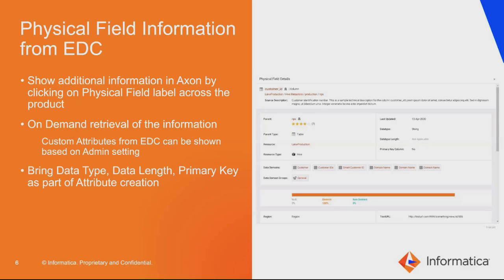Now, one thing that we have not brought and will not be bringing into Axon is the value frequency, largely because that's data. And for security reasons, we don't want to bring data into Axon, but barring that, you will have most information available in Axon for your users to be able to review more details about the physical field.